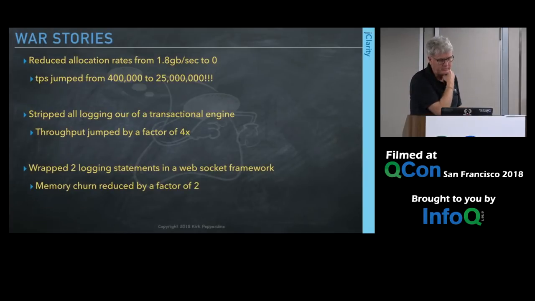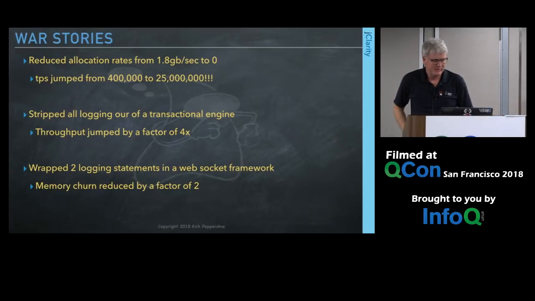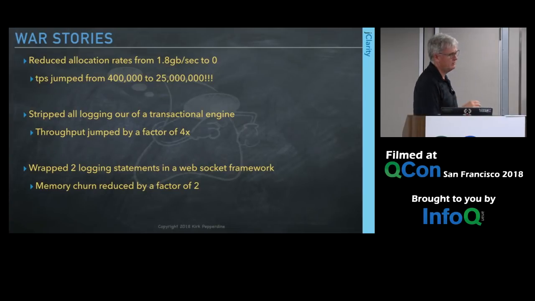A few war stories. Reduced allocation rates from 1.8 gigabytes per second to zero. Yes, that's not a typo. It actually is zero bytes per second. TPS jumped from 400,000 to 25 million. Right? So we're not talking about small gains here. We're talking about the potential to get exceptionally large gains if you pay attention to this problem.